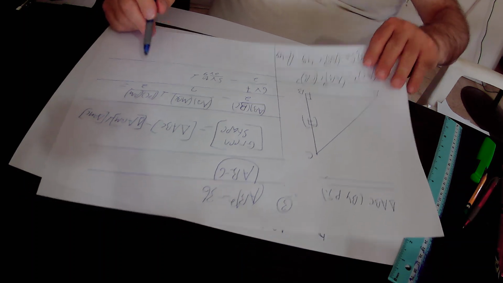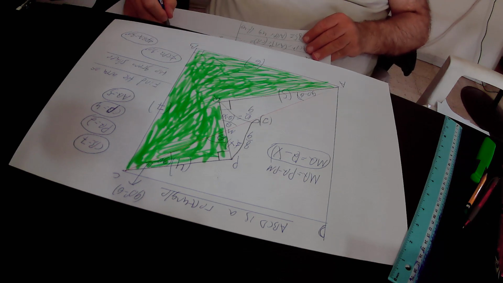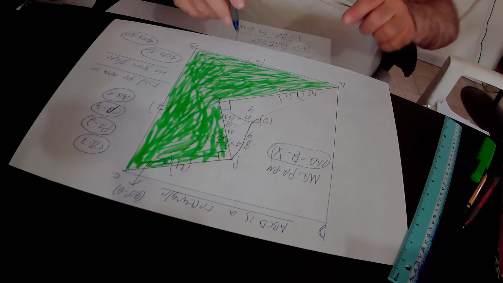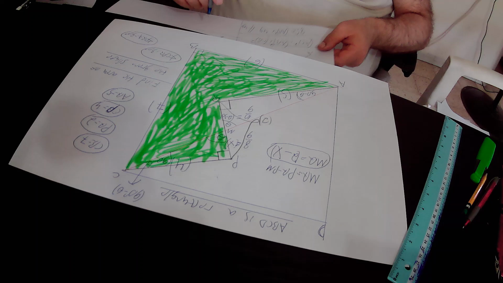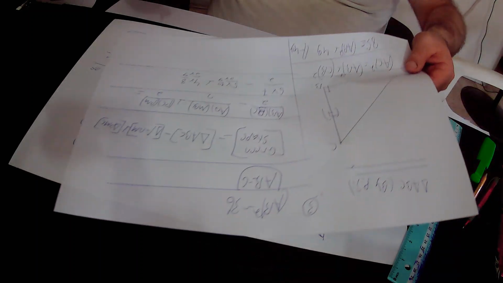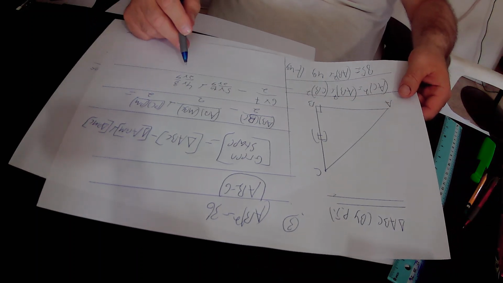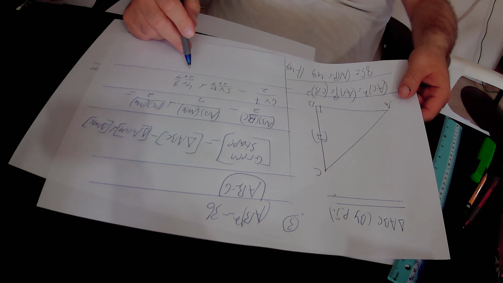That is equal to PC, which is 4, times PM, which is 8, over 2. So in total, we found out that the area of the green small right triangle PMC equals 4 times 8 over 2 times 9.